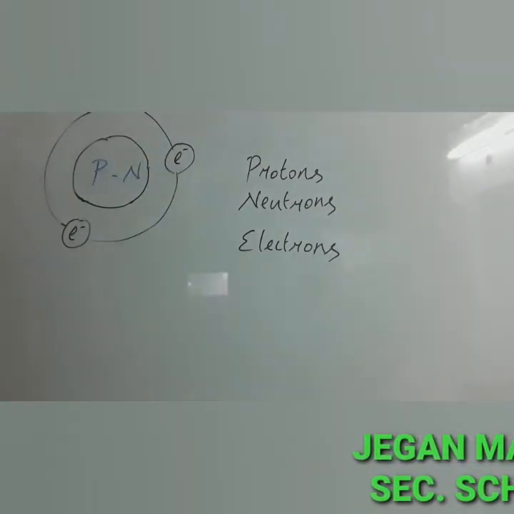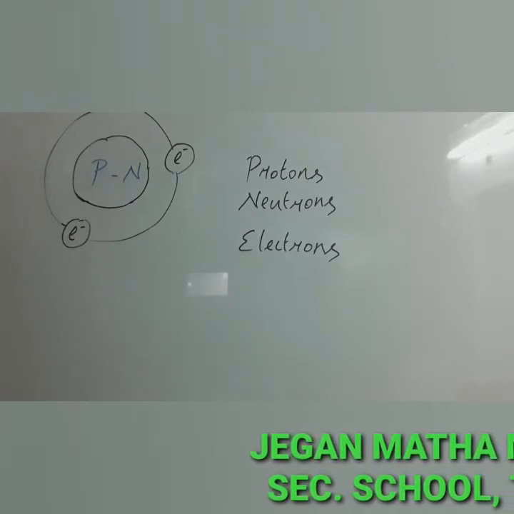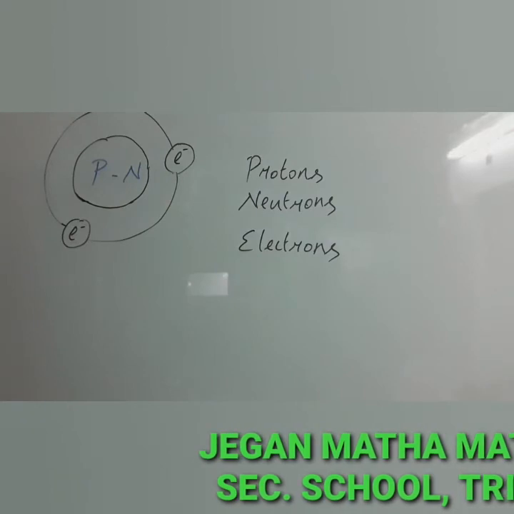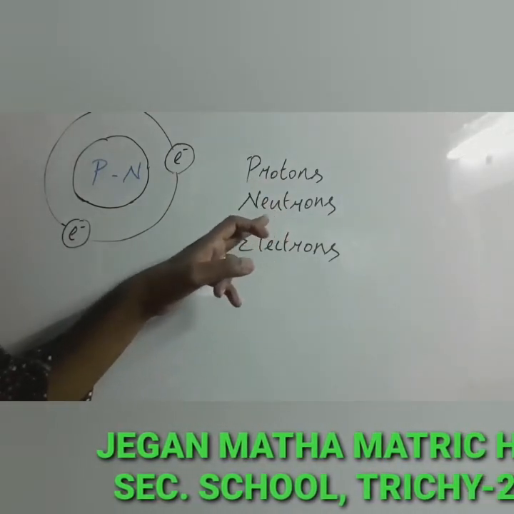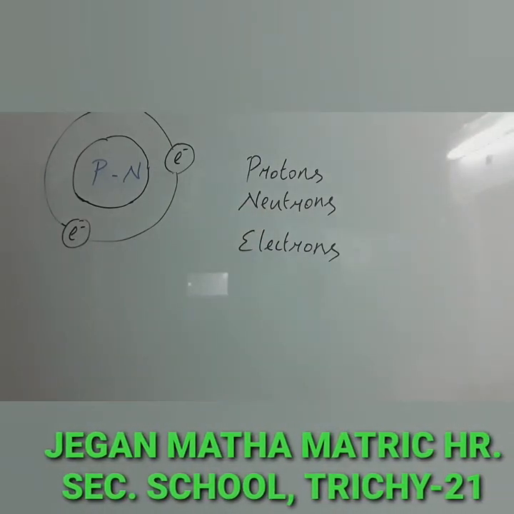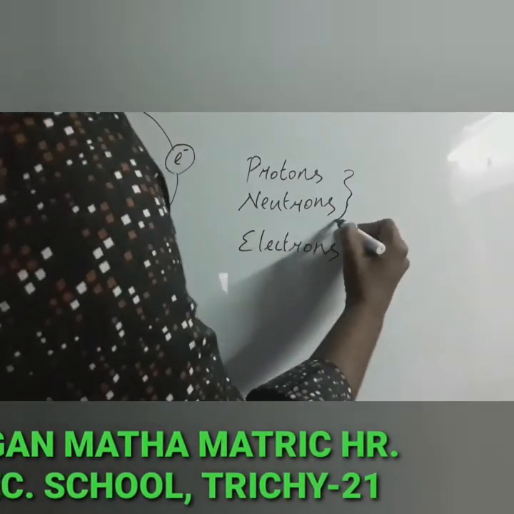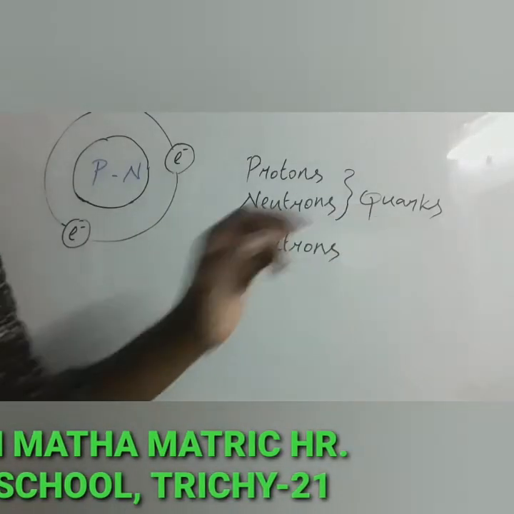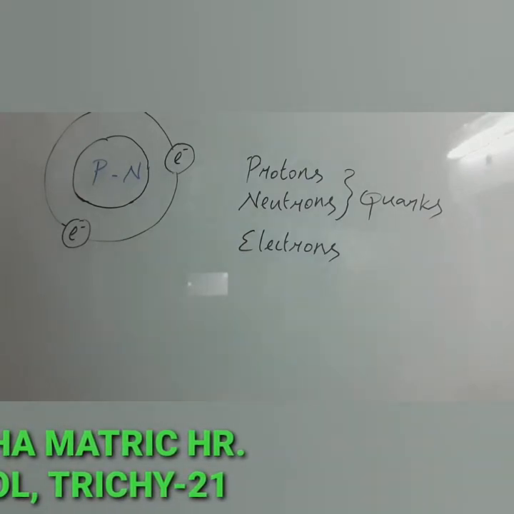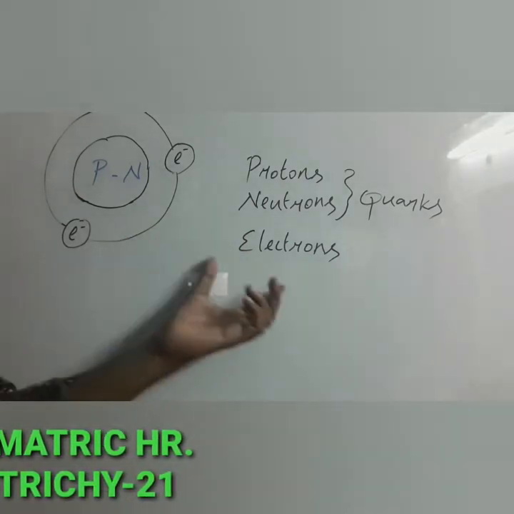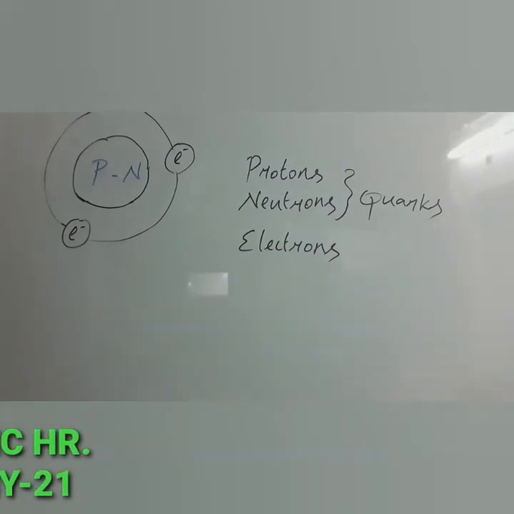In 1964, physicists Murray Gell-Mann and George Zweig theoretically proposed that protons and neutrons are not fundamental particles. In fact, they are made up of quarks. These quarks are now considered elementary particles of nature. Electrons are fundamental or elementary particles because they are not made up of anything.